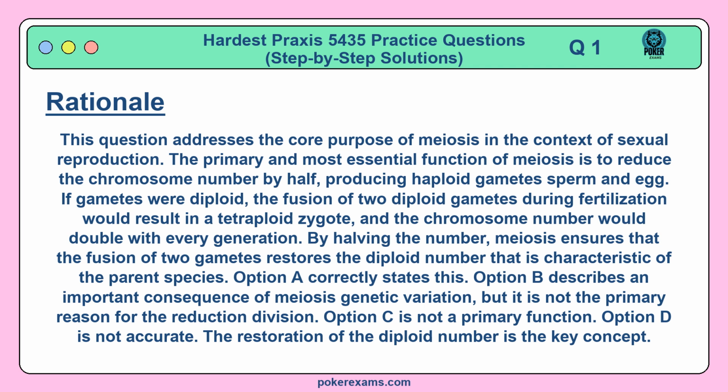Option B describes an important consequence of meiosis, genetic variation, but it is not the primary reason for the reduction division. Option C is not a primary function. Option D is not accurate. The restoration of the diploid number is the key concept.